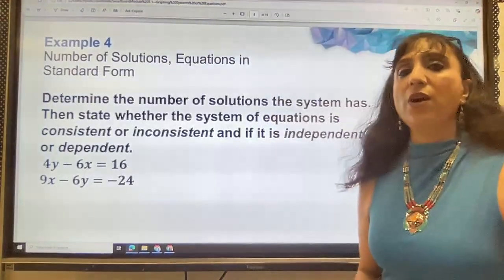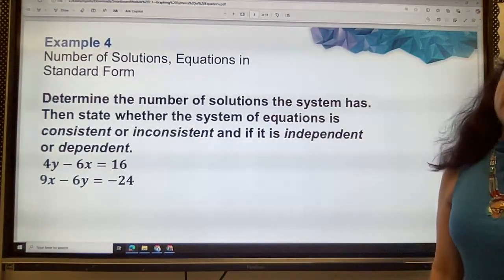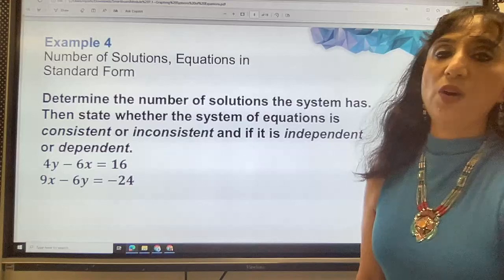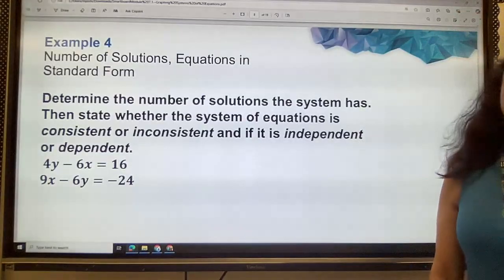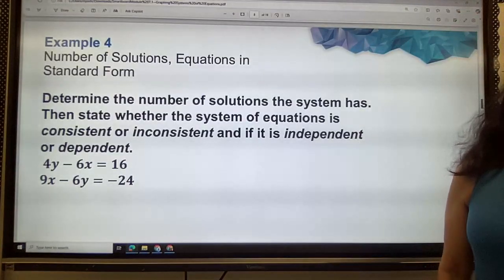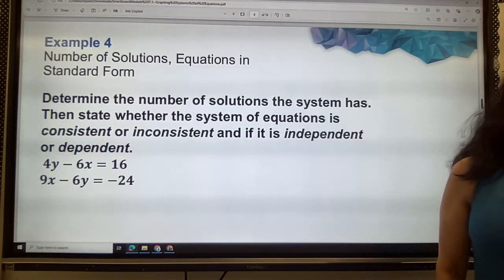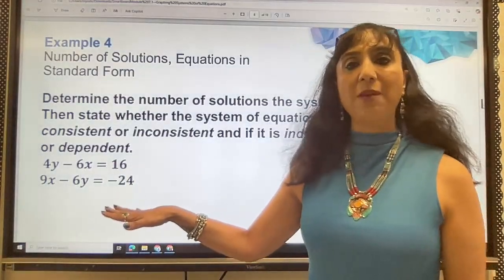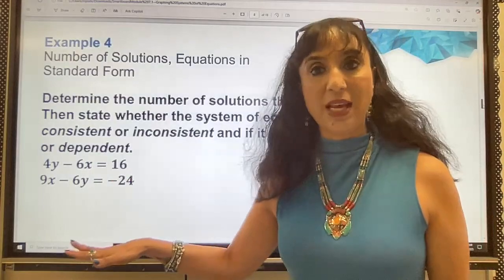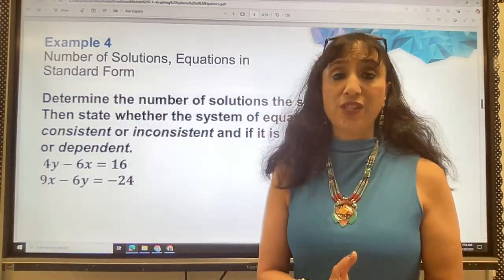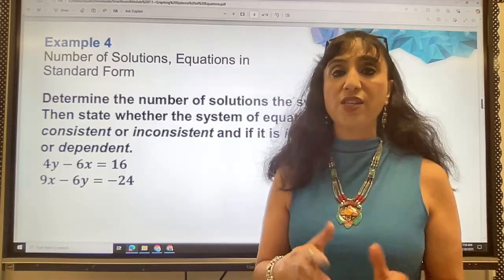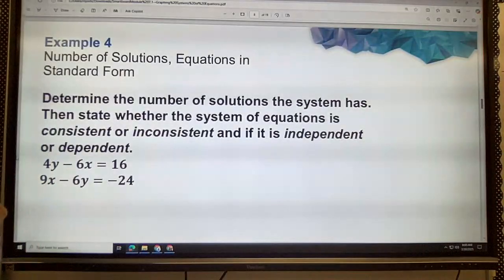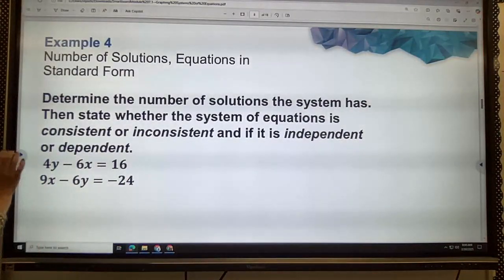Now this one is again asking to determine the number of solutions the system has, then state whether the system of equations is consistent or inconsistent and if it is independent or dependent. The first thing we are going to do is look at this, and we can see that both of them are not written in slope-intercept form. So that is my first step. I'm going to change both equations to slope-intercept form, which is again y is equal to mx plus b.